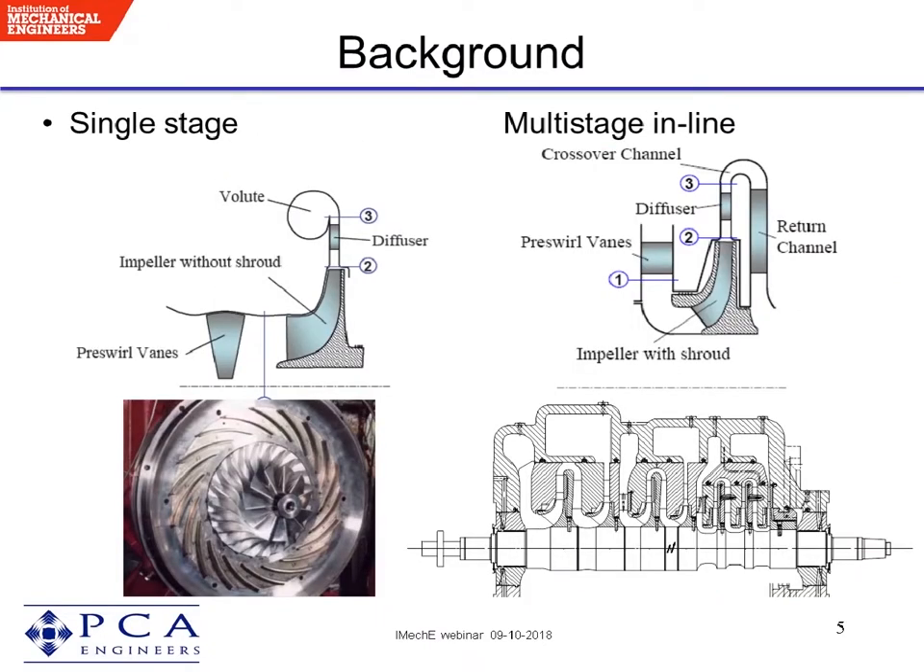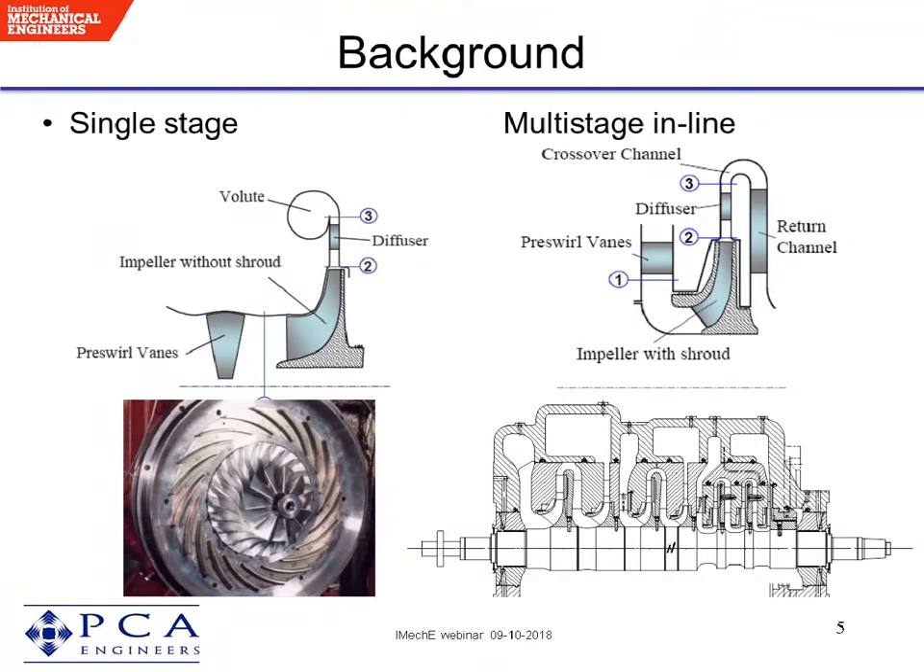The next slide shows typical cross-sections of two types of impeller. The first cross-section on the left is a single-stage impeller where you can see it has an inlet guide vane in the axial inlet. It has an impeller with no casing on it, no shroud on it, and it has a diffuser coming into a volute.